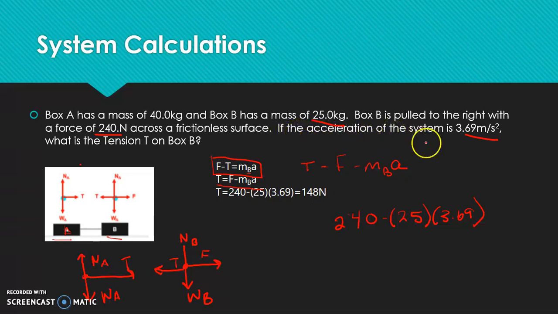It says if the acceleration of the system is 3.69 meters per second squared, what is the tension on box B? So we're really not even focusing on anything on A right now. If we plug in that calculation, we should get 148 newtons.